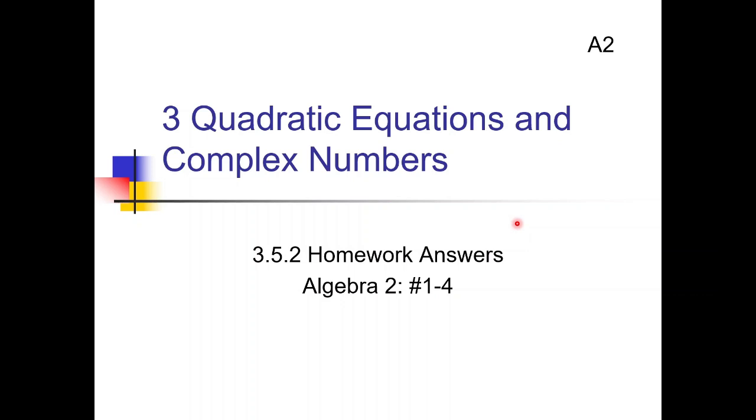Hi there, Mr. Sutton here, bringing you the Algebra 2 3-5 Part 2 homework solutions on solving nonlinear systems of equations. In this one, we focus largely on the elimination method, although substitution is still an option. So now we have all the options.